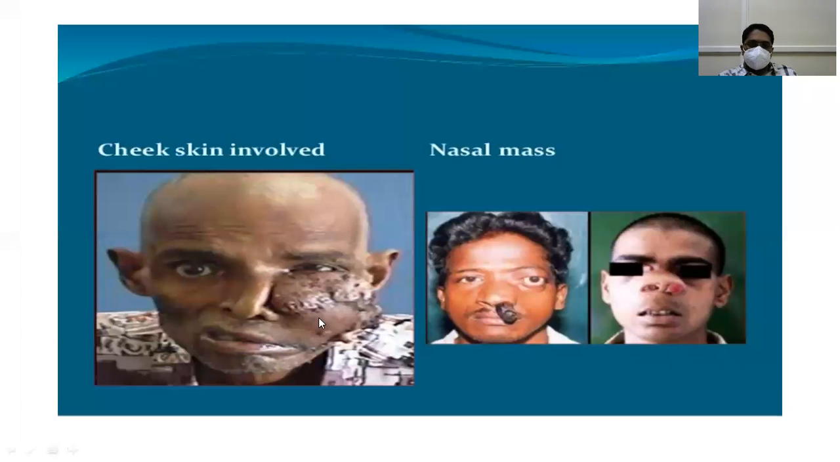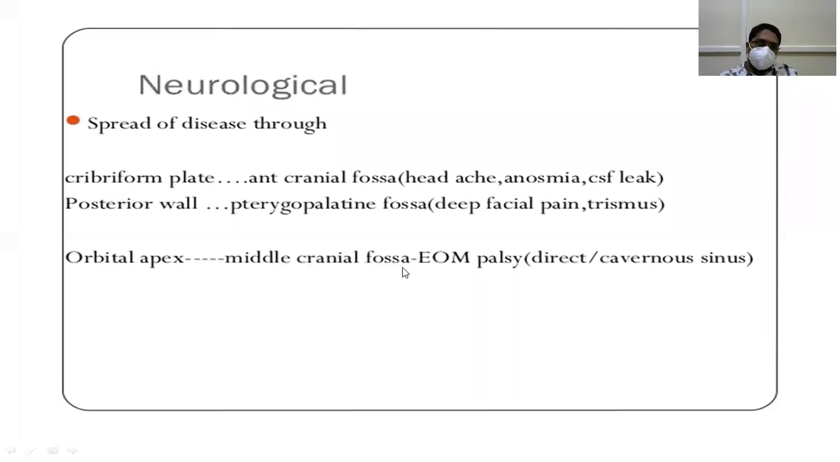You can see this is the fourth stage. This is cheek skin involved, nasal mass and all. Okay, coming to the neurological symptoms in maxillary carcinoma: because of cribriform plate involvement and the anterior cranial fossa, headache, anosmia, CSF leak; from the posterior wall, the pterygopalatine fossa, deep facial vein, and trismus because the pterygoid plates are involved, through the orbital apex to the middle cranial fossa.